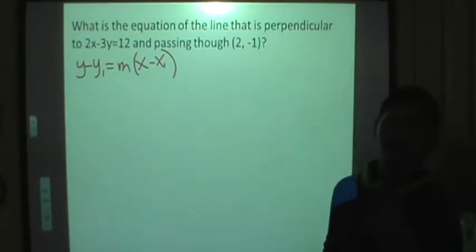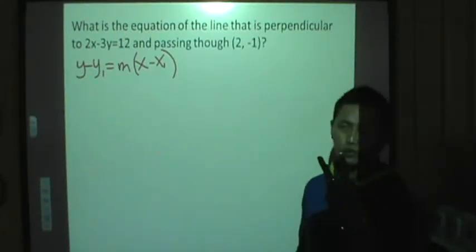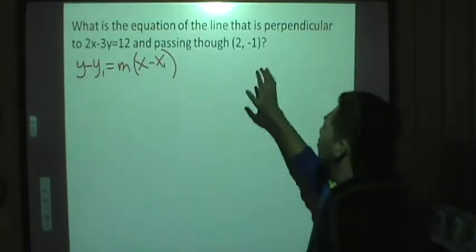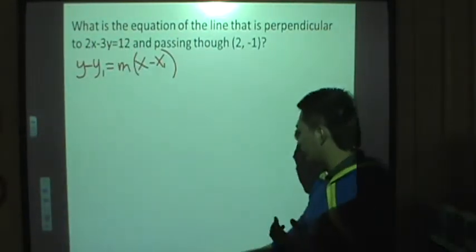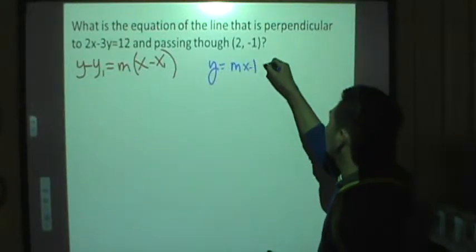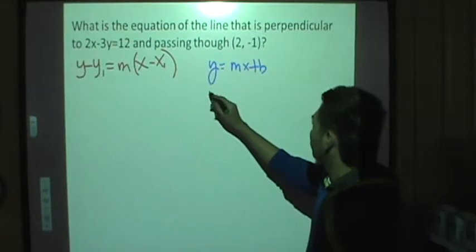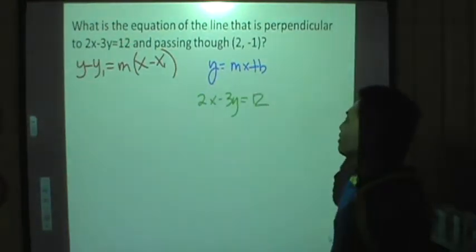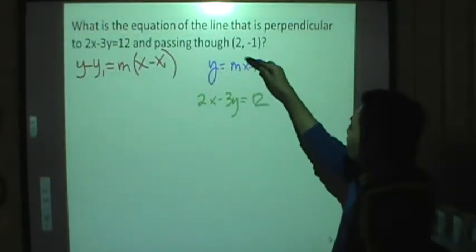To find the slope of a line passing through 2 points, we can use y2 minus y1 over x2 minus x1. But for this one, we only have 1 point, but we have an equation, so we can easily find the slope by using y equals mx plus b. What does that mean? Using the equation 2x minus 3y equals 12, we can easily put this in this form so we can find the slope.